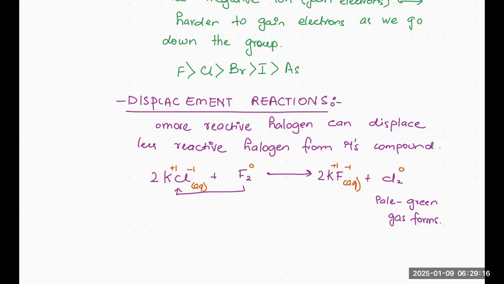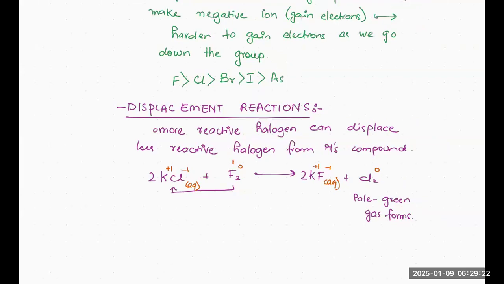So you can see fluorine is losing electrons, while chlorine is gaining electrons. So sorry, fluorine is gaining electrons. I said it the other way around. Fluorine is gaining electrons, so fluorine is being reduced. Chlorine is losing electrons, so chlorine is going to be oxidized.